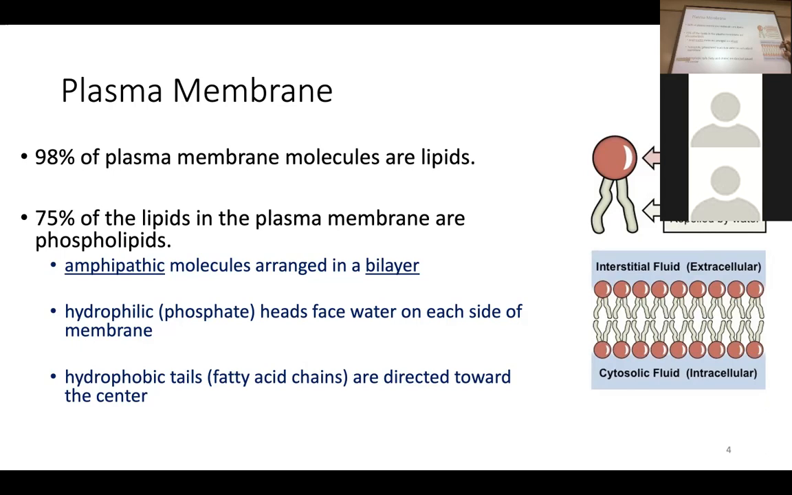And the tails face inward because they want to be away from the water. They're hydrophobic, right? So this is a nice little hydrophobic layer in here. So water can't just pass through willy-nilly. Anything that's hydrophilic can't pass through here very easily. It needs some help. We'll talk about how that works in a little bit. So it's a good gate to keep most molecules out and only allow the ones in that they want in, and then vice versa.